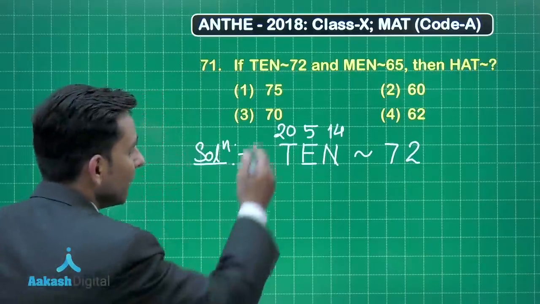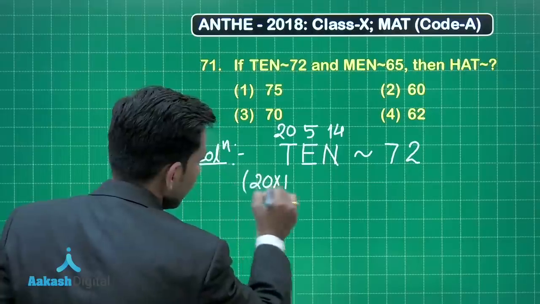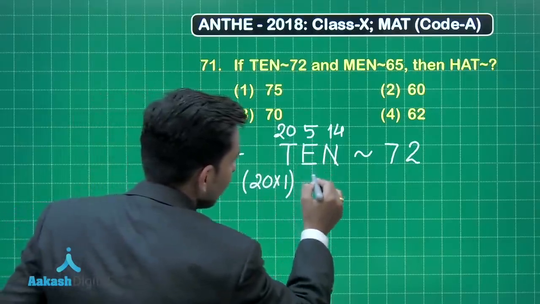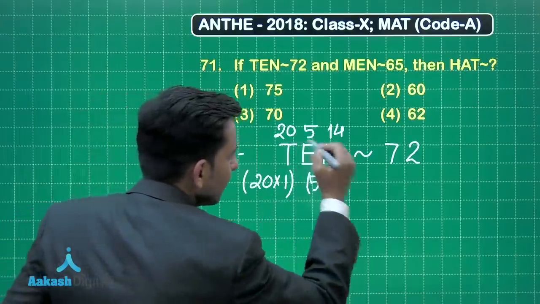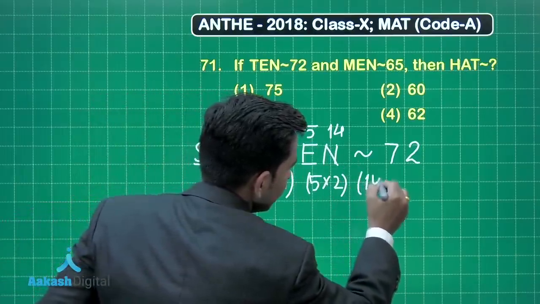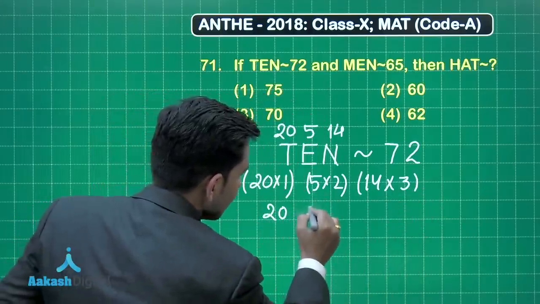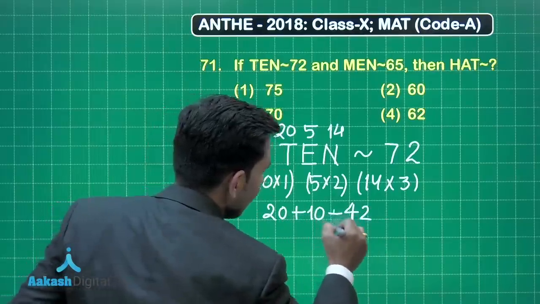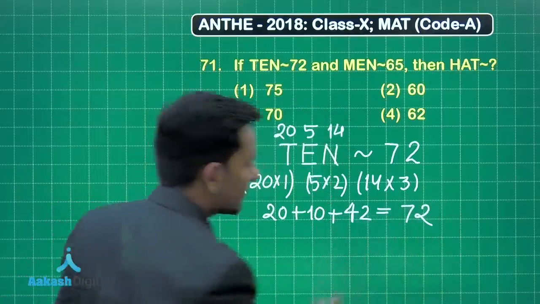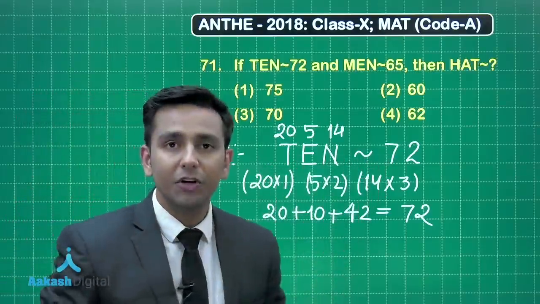You can see that we multiply the first number by 1, clear? And then we multiply the second number by 2, and the number at the third position is multiplied by 3. So what we are obtaining here is 20, this is 10, and this is 42. And when we add these numbers, we are obtaining 72. So this is the coding pattern. That's why TEN is coded as 72.